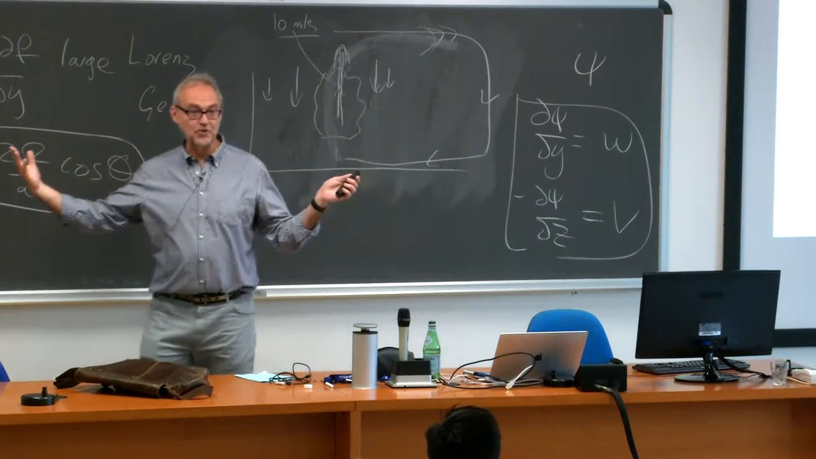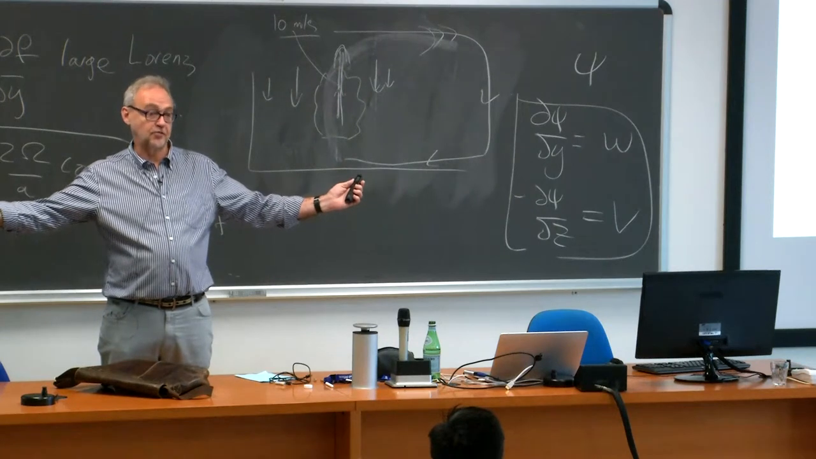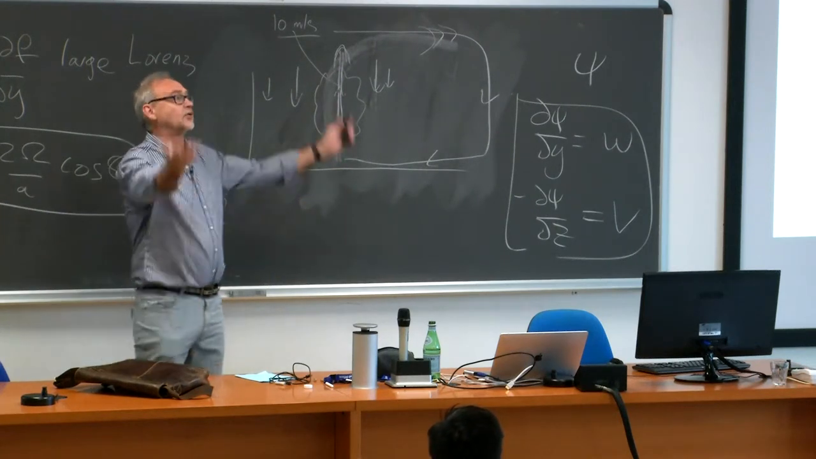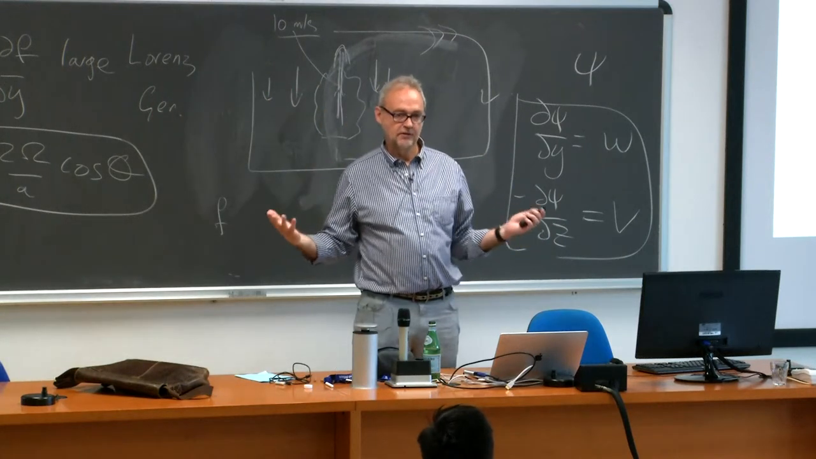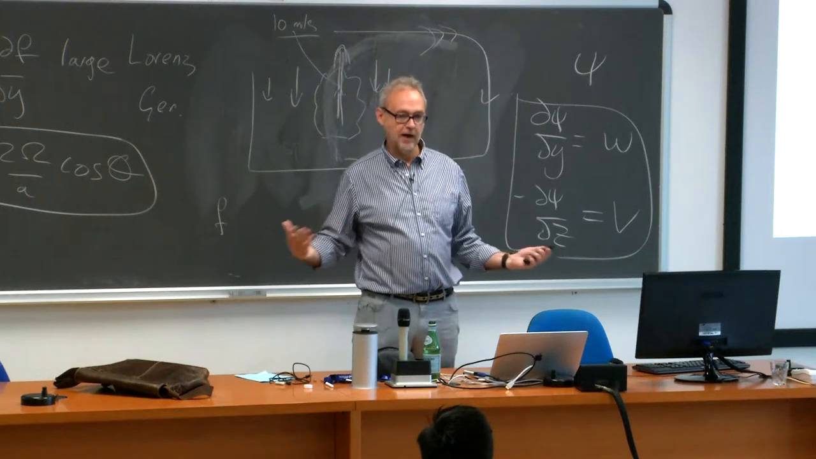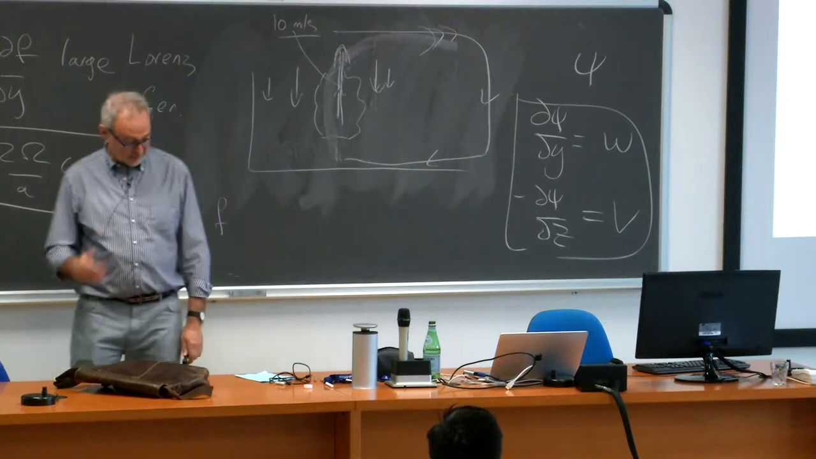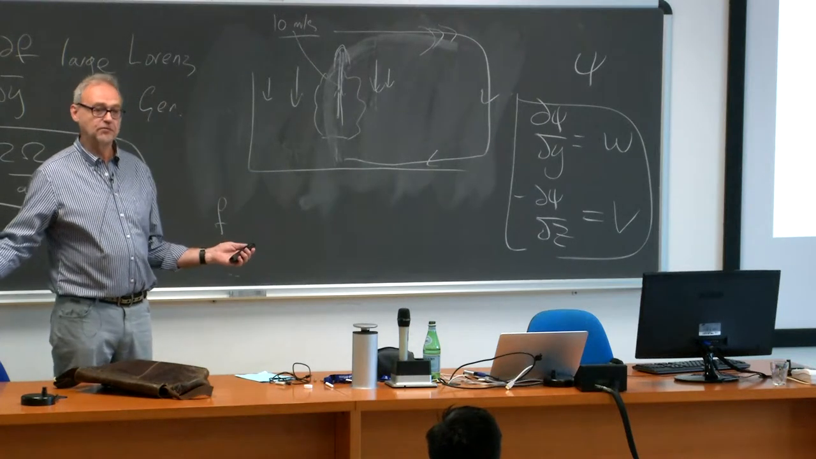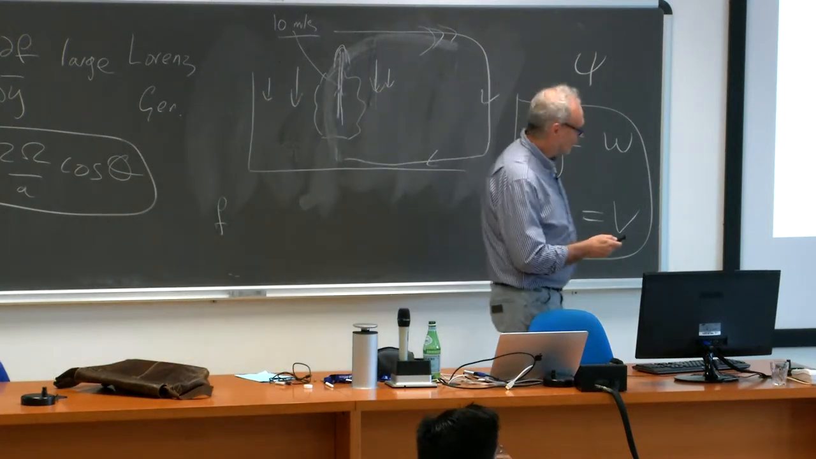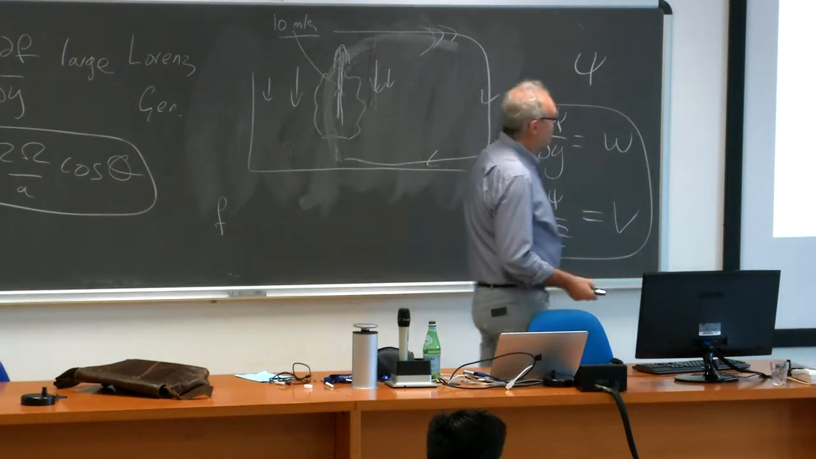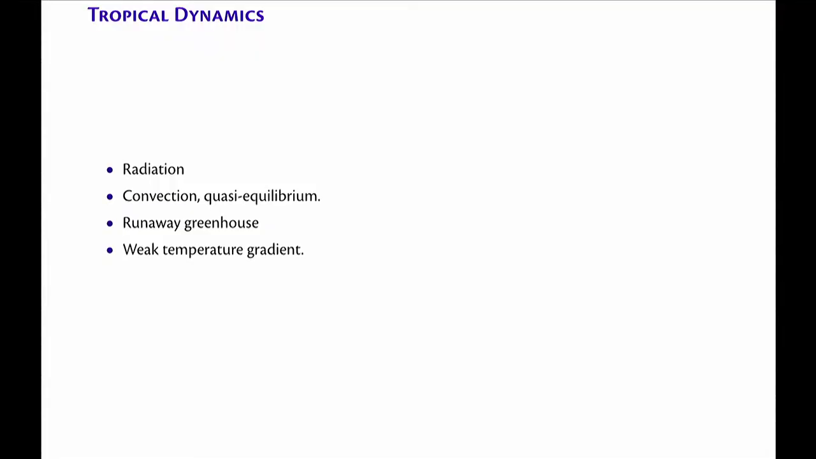In fact, if you look around you, what you see are towering cumulonimbus going up 12 kilometers. You feel the moisture. You're sweating like crazy, but it's not evaporating, so you're getting hotter, so you sweat more. And you think of the trade winds and so on. You don't think of the Hadley cell. So there's a whole branch of tropical dynamics which isn't to do with the Hadley cell.